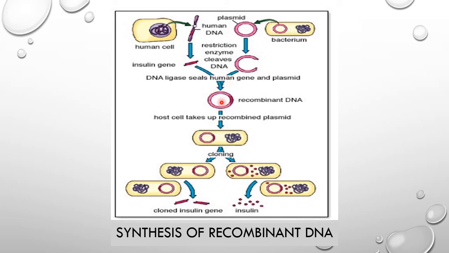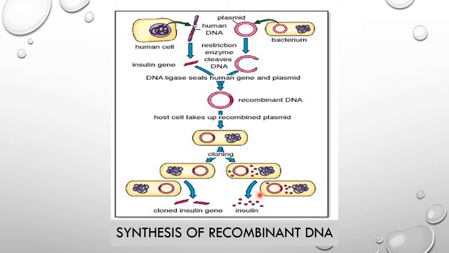Why is this called recombinant DNA? Because it has one gene from insulin and the other is from bacteria. Now host cells take up the recombinant plasmid, and there is cloning, meaning there are multiple copies of this gene, and then these genes can be isolated, so we can make a synthesis of recombinant DNA.